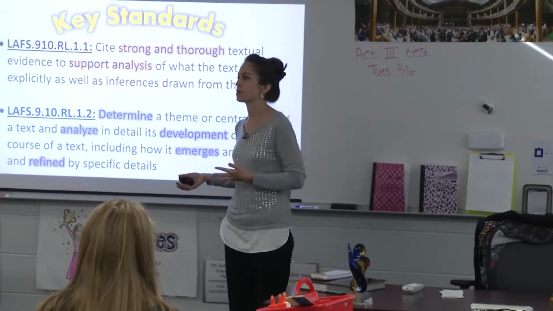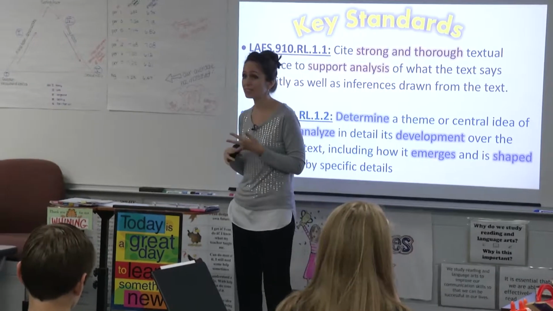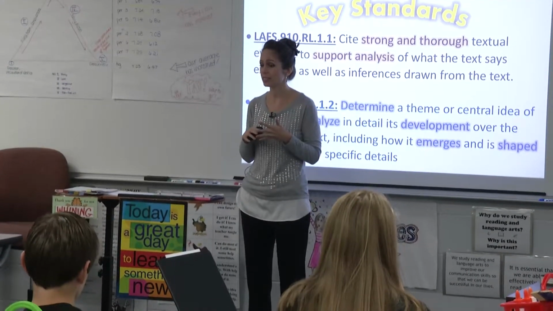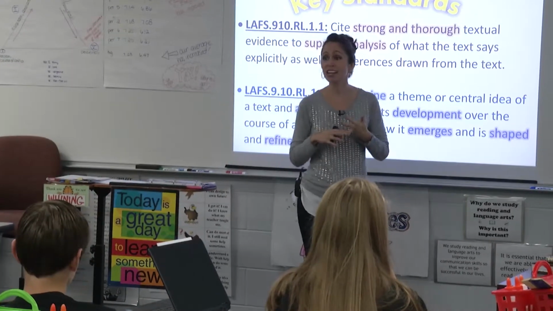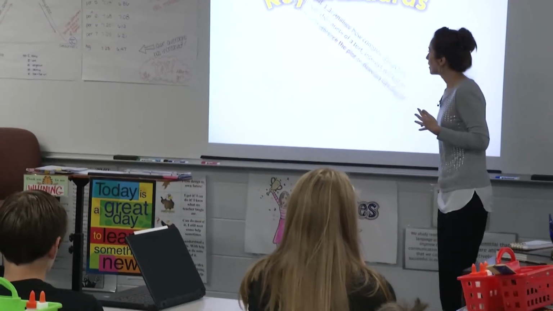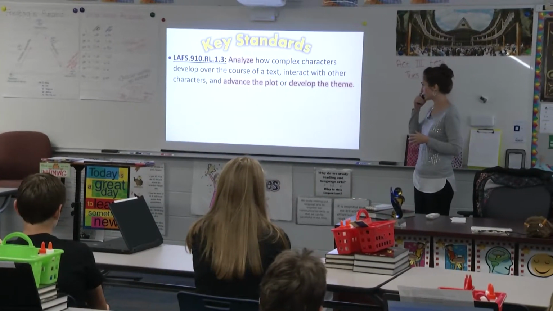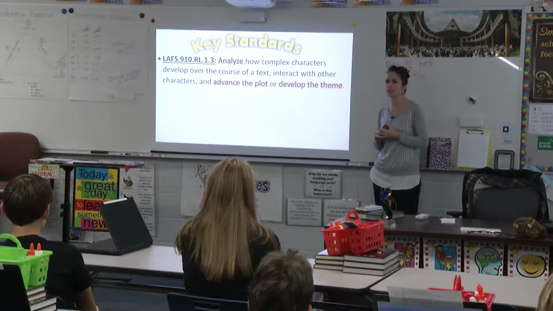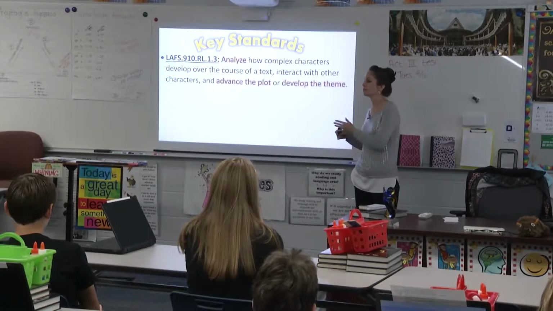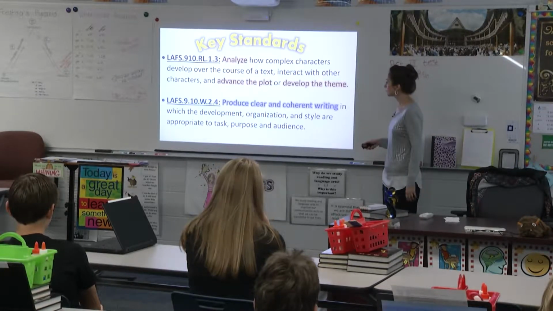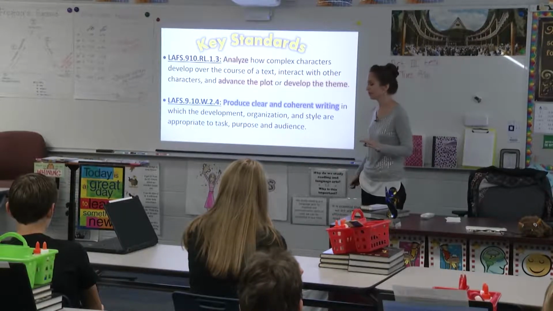Themes that we have going on in Romeo and Juliet. We have our love theme, family. What do we have after the fight scene now? Jake? Vengeance. Vengeance, good. We're going to deal with analyzing how complex characters develop over the course of the text, interact with other characters, and advance the plot or develop the theme. How do Romeo's actions move the theme and move the plot along? And produce clear and coherent writing. You'll be doing a little write-up for me afterward, okay?